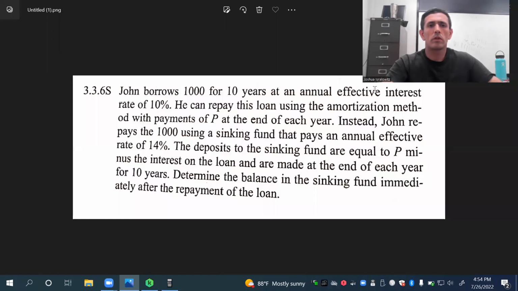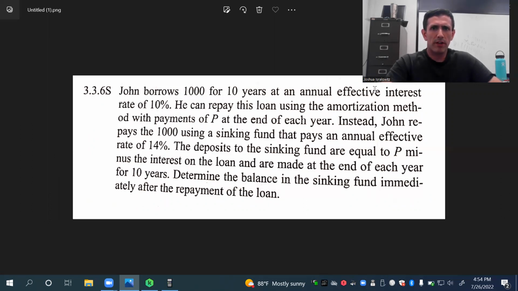Hello everyone. What I want to do is problem 336S from the book. This was a former exam FM problem. It's actually a pretty quick problem, but still, just to make sure we're all on the same page, I'll do this problem. This is going to be on for summer 2022. This is going to be problem two for homework nine, the last homework.